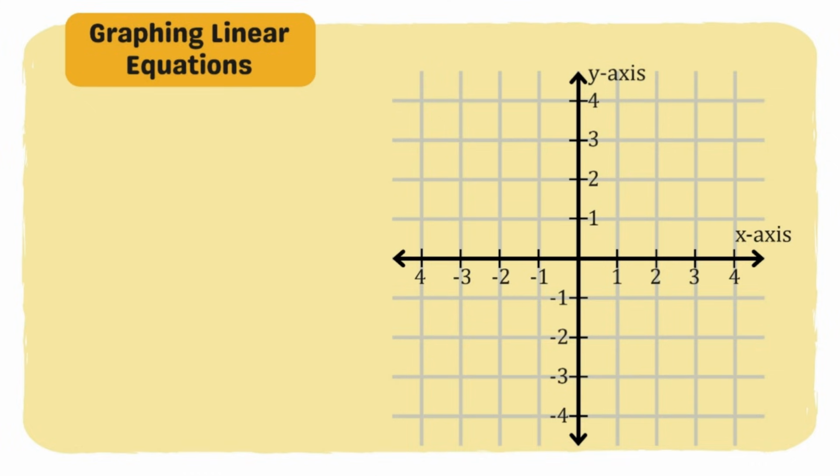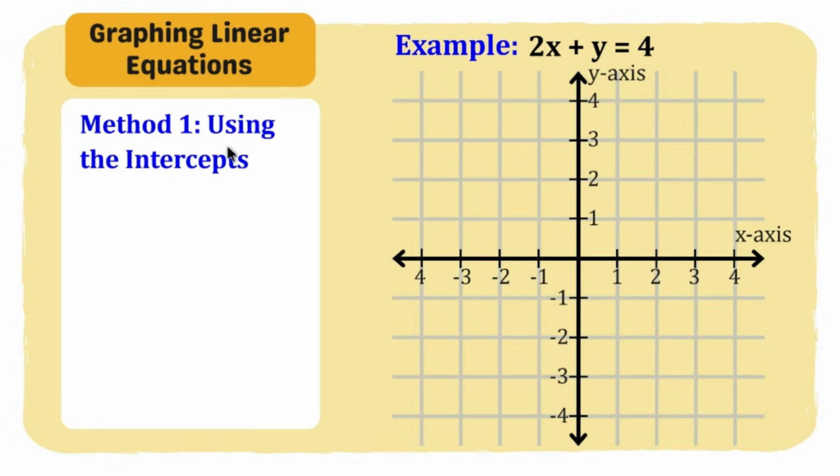Using this Cartesian coordinate plane, let us graph this example. We have the equation 2x plus y is equal to 4. So again, using method number 1, the intercept method, these are the following steps to do it.